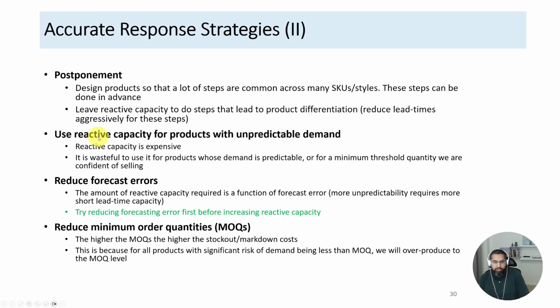You want to use reactive capacity for products with unpredictable demand, or products that were relatively predictable, but you ended up forecasting them a little bit less and you want a little bit more quantity. You can do that too.